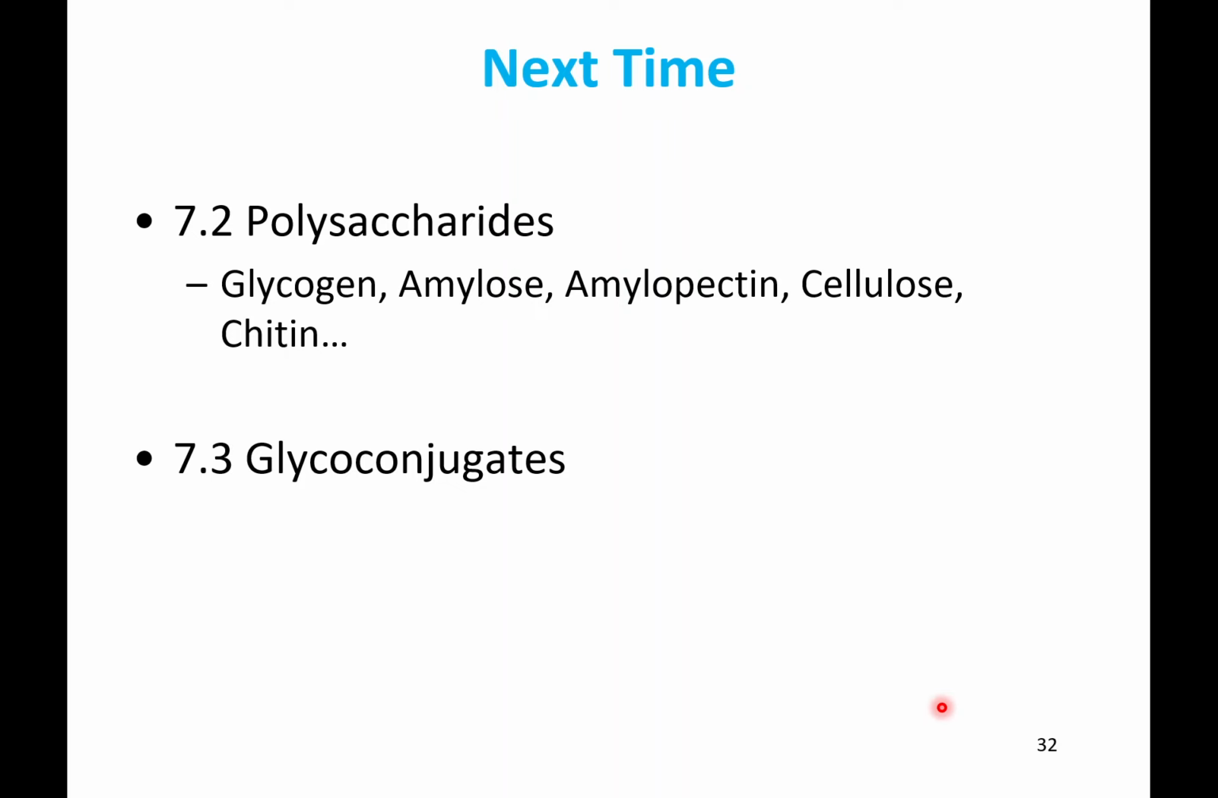polysaccharides. These are sugars that are attached in longer chains, so they get a little bit more complex, but they still follow the same sort of pattern of this glycosidic linkage. And finally, section 7.3, talking about glycoconjugates, when sugars attach to other biomolecules like proteins.